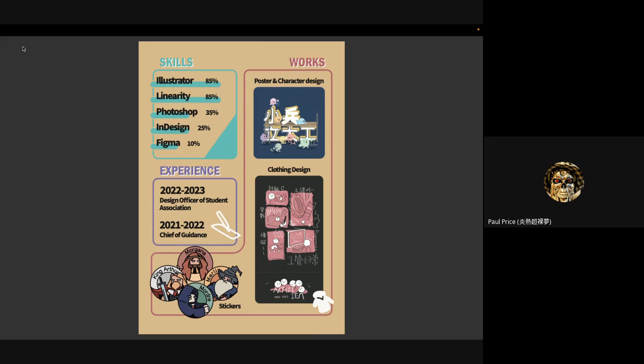Last but not least are my works, all of which were made when I was the design officer of the student association. The first one, at the bottom left, is my stickers for the escape room event, the gifts for the participants. The next one is the clothing design for the freshman present, for the industrial engineering and management major. The last one is a poster and character design, also for the freshman welcome activities.